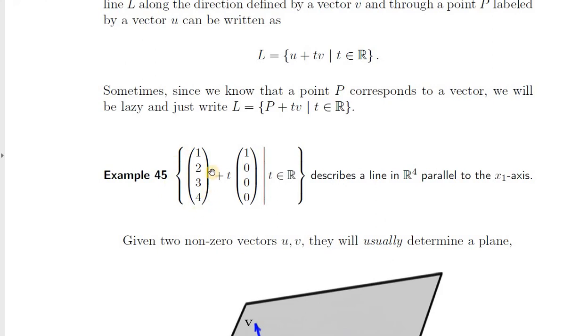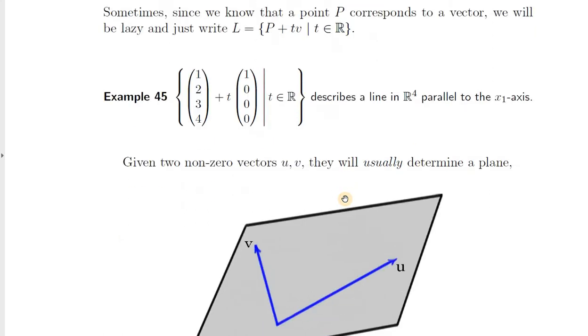So here's an example of a displacement vector plus t times a direction vector. Now in this case, t goes along the x-axis. So you can imagine this is a line in 4 space that is parallel to the x1 axis. He's doing the 4 components as x1, x2, x3, x4. All right, now, that's one direction vector.